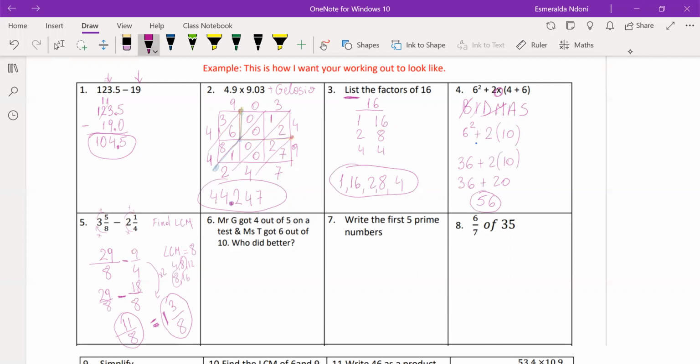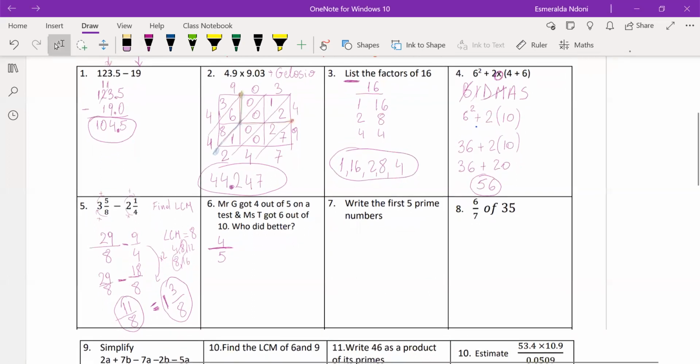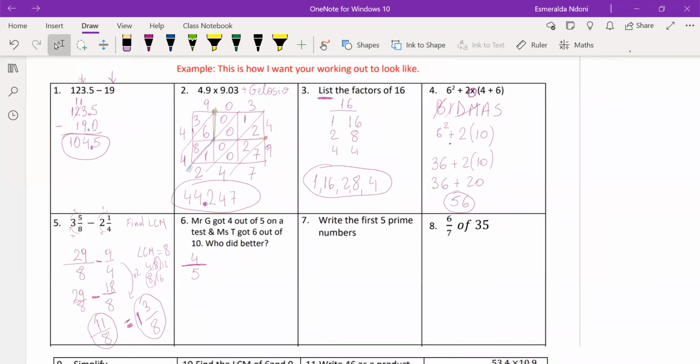Question number 6. Mr. G got 4 out of 5. In maths, out of is the division or the fraction line. And Miss T got 6 out of 10. So 6 out of 10. And it says who did better. Basically, it's asking us to compare fractions. And we know that to compare, we find LCM. Again, this would be on the fractions video. And if you fail to watch them, you're not going to know how to do the question.